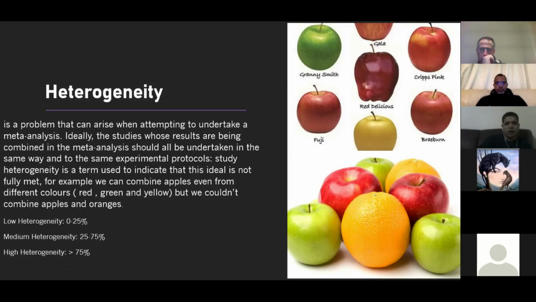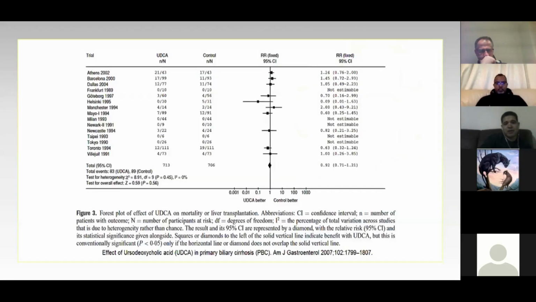So if you find, just from the forest plot, if you find the I2 here, it's like 96%, you will know that this meta-analysis is not good, and this author combined studies not matching with each other.